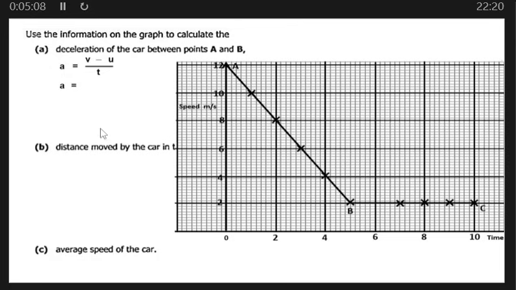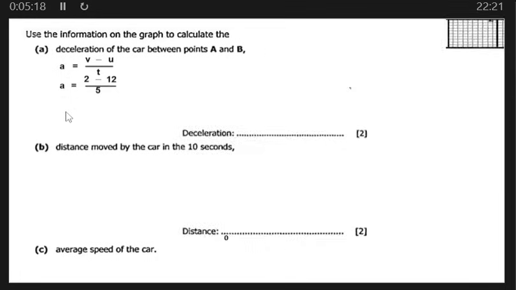So our final velocity is 2 minus initial velocity, which is 12, over our time, which is 5. So acceleration is equal to 2 minus 12, which is negative 10, divided by 5. Then acceleration is equal to negative 10 divided by 5, which is negative 2 meters per second squared. So this now becomes our deceleration. Our deceleration is negative 2 meters per second squared.